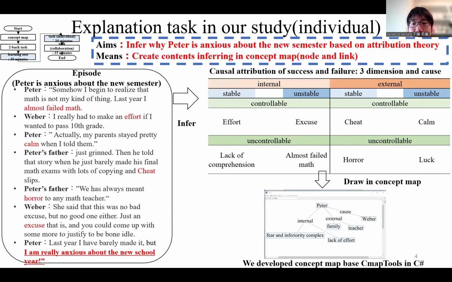Learners read an episode individually. That episode is that a student talks about the reason why he is anxious about the new semester. Next, learners infer whether it is external, stable, unstable, controllable, or uncontrollable, based on the causal attribution of success and failure. Finally, learners draw their inferred thought and knowledge on the concept map.